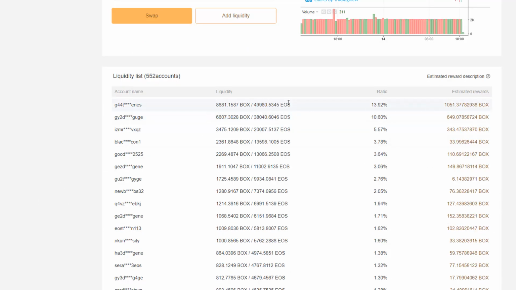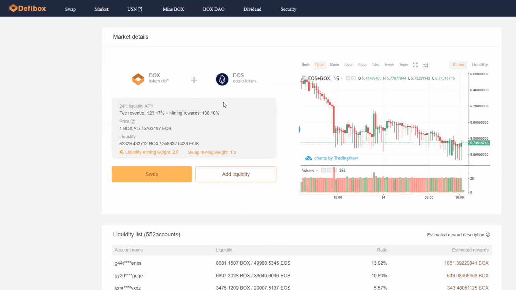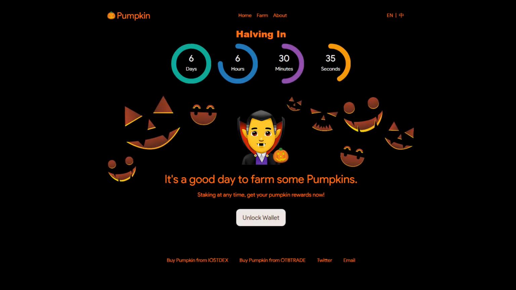So this one here's got 13% liquidity. They've got 8,681 box and 49,080 EOS. And they've already earned 1,051 box, and they're roughly $5 a box. Now they've made $5,000. Okay, and you can check this out. Look at all the different pools. There's heaps of them. Okay, so let's go to the next one.